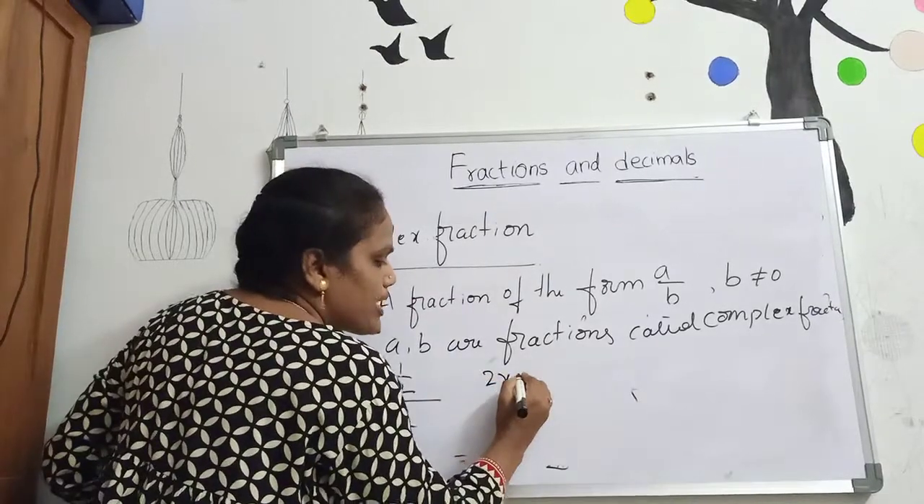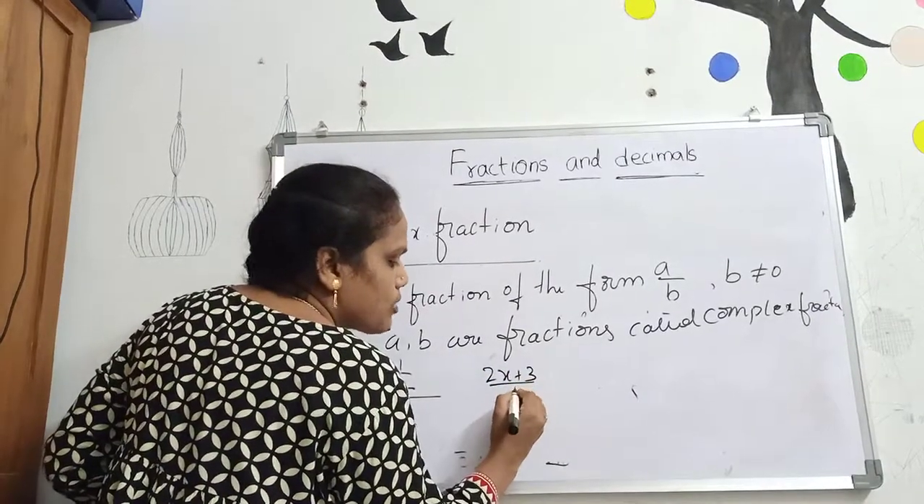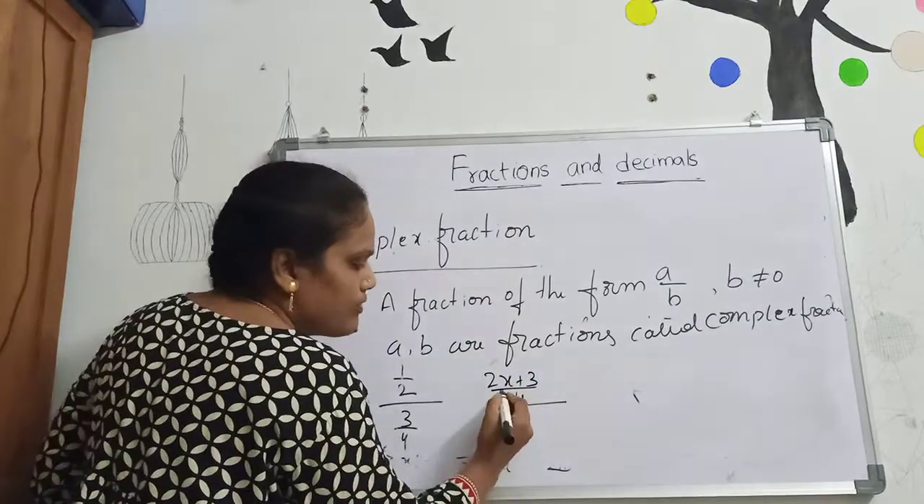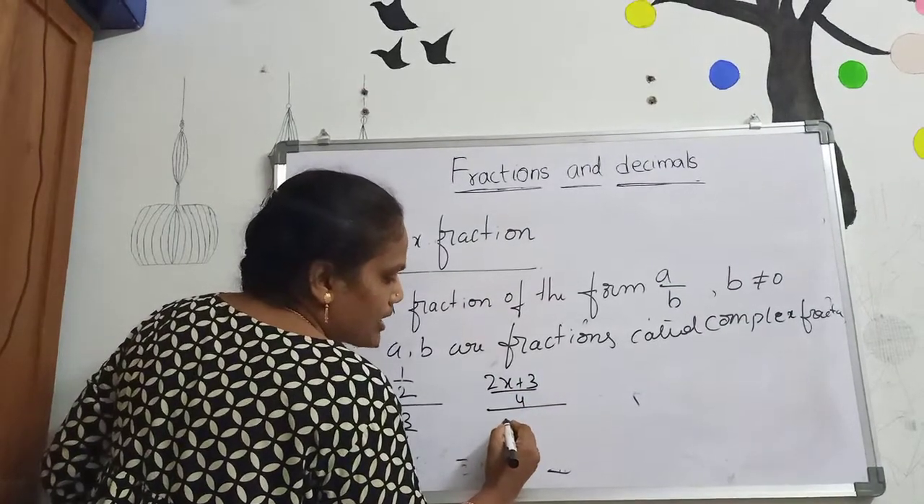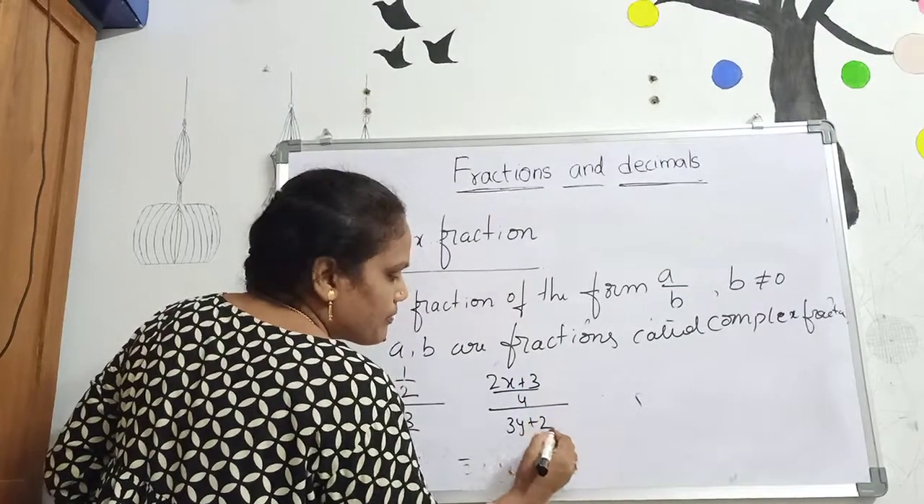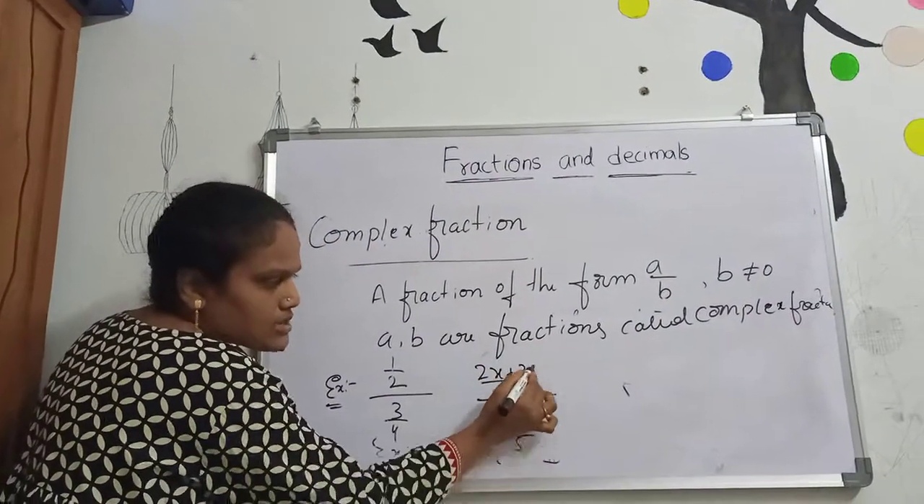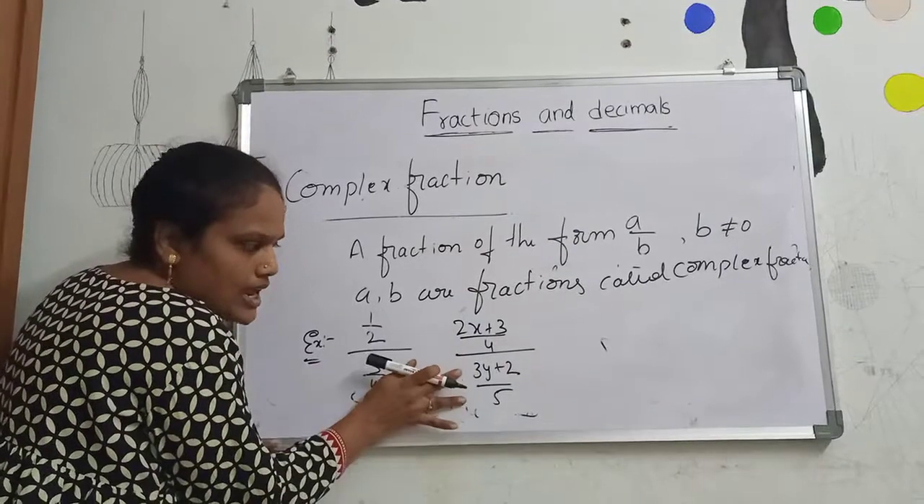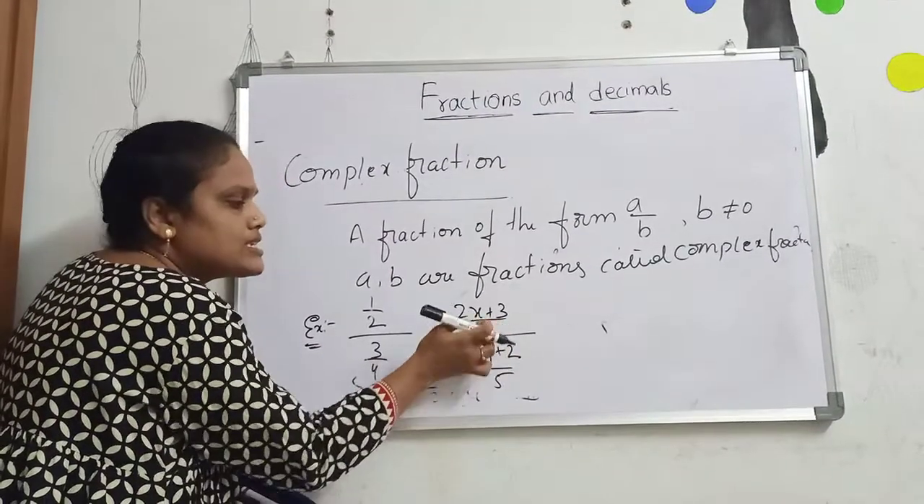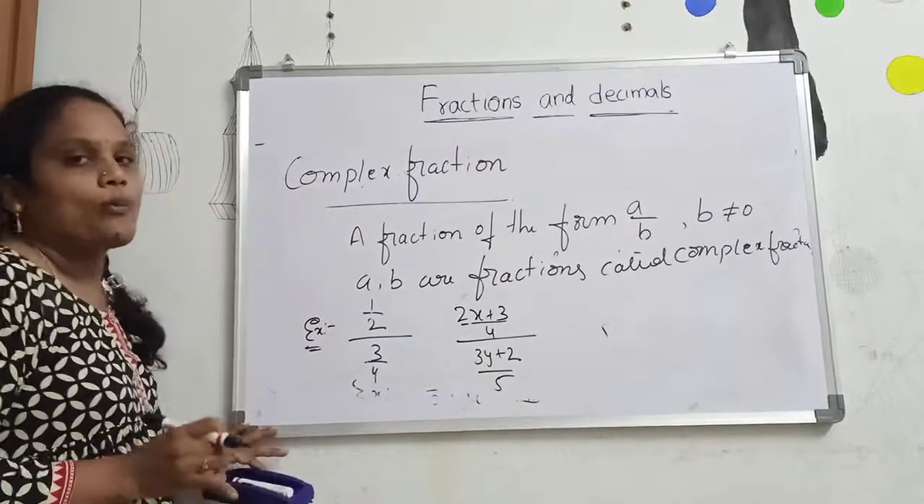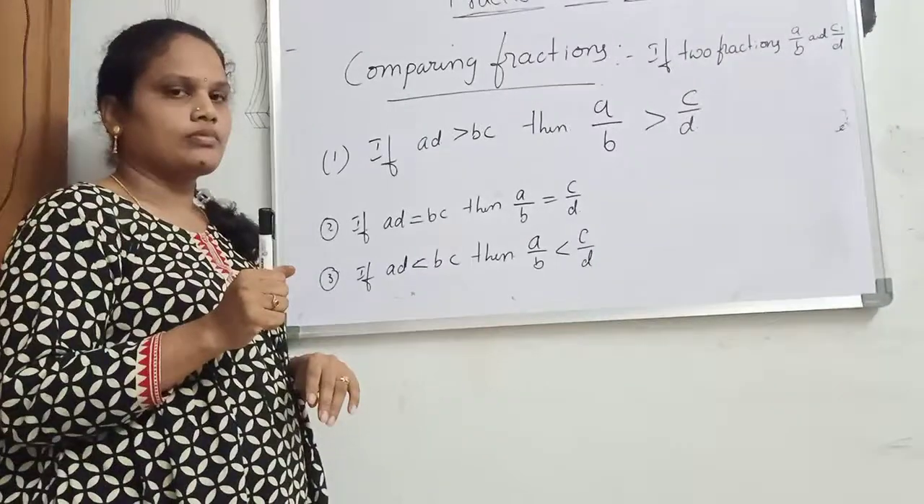One more example is a over 2x plus 3. Already we have solved so many problems using this type of mathematical concept. See, here in the place of a, one fraction is there, and here also a fraction is there. This type of fraction is called a complex fraction.